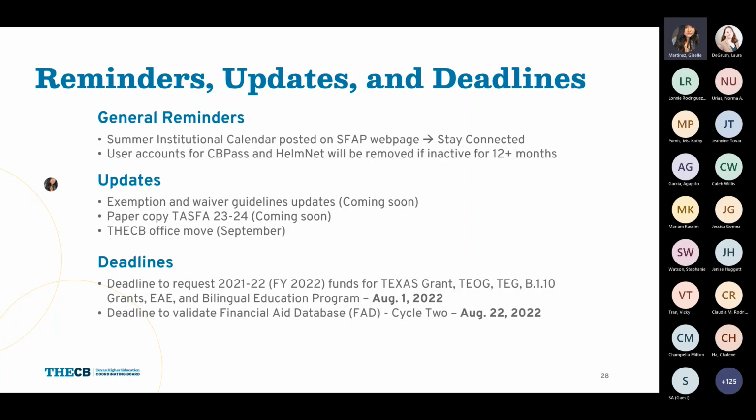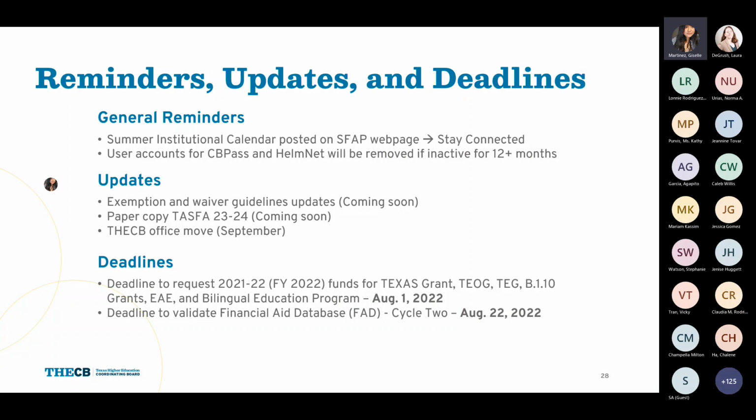As for updates, we do have exemption and waiver guideline updates coming soon. These updates are for our other exemption and guideline programs that do not get updated on a yearly basis, as these requirements don't change. Coming soon is also an updated copy of the 23-24 paper TASFA, so keep a lookout for future updates from us.